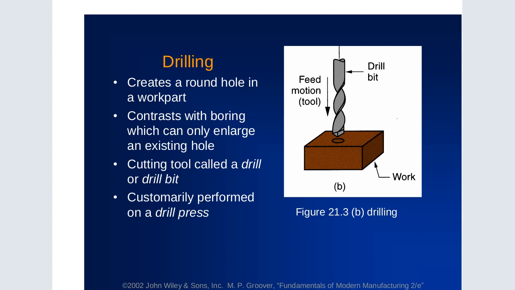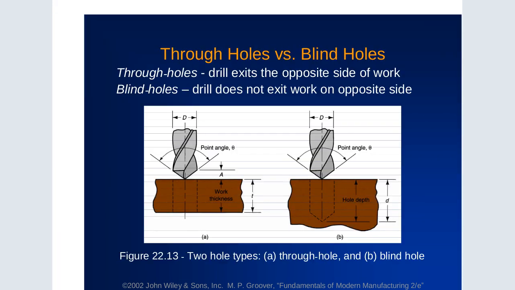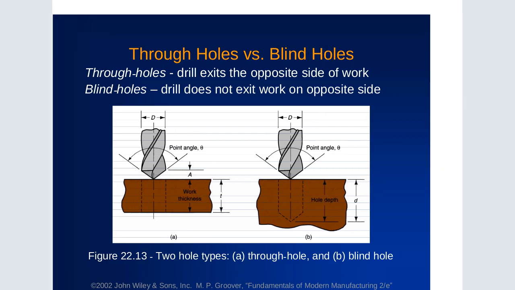So the cutting tool is called a drill or a drill bit, customarily performed on the drill press. The drilling machine is a common tool for people. And then through holes versus blind holes. Now, what is the difference between through holes and blind holes? In through holes, the drill exits at the opposite side of the work, and in blind holes, the drill does not exit on the opposite side.